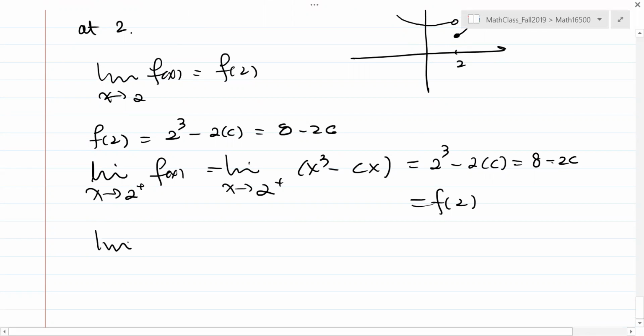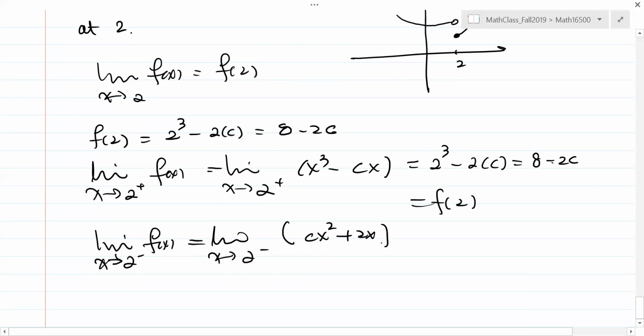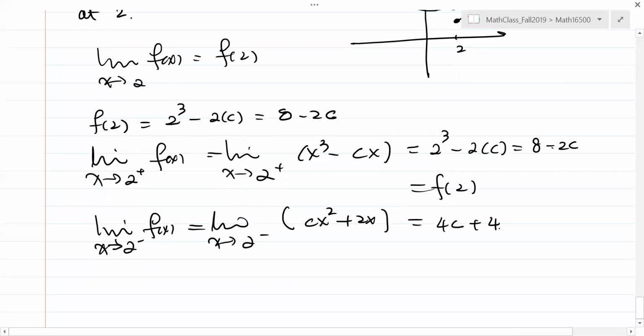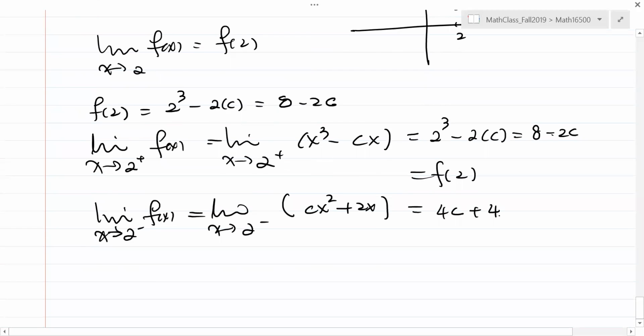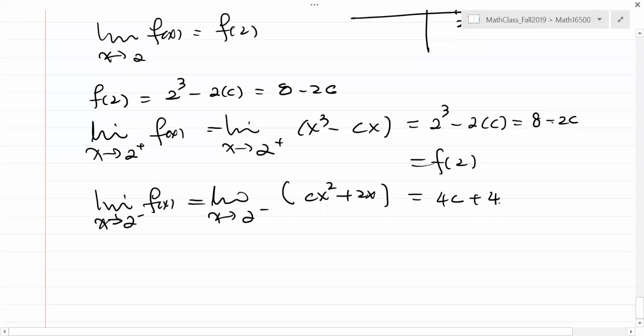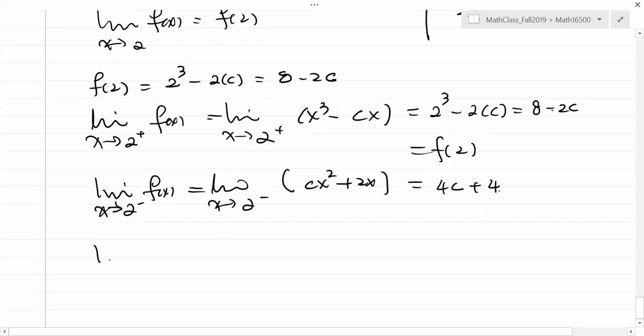So the left-hand limit is going to be the limit as x approaches 2 from the left, and this is the original function, cx squared plus 2x. This is the piece on the left-hand side of 2. And then if we plug 2 for x, you get 4c plus 4. All right, but this is not going to be the value of f of 2, in general. Now, first of all, you have to make sure the limit exists, right?